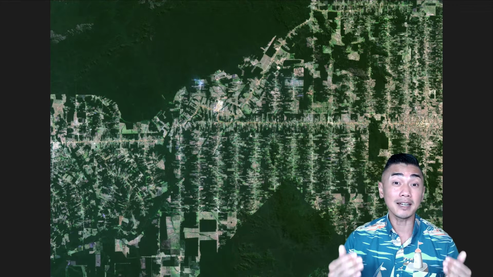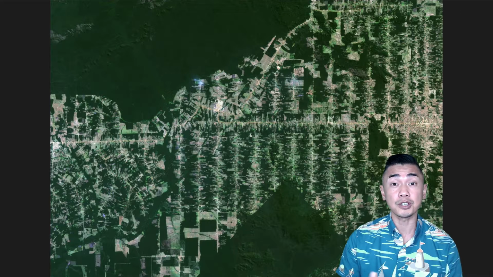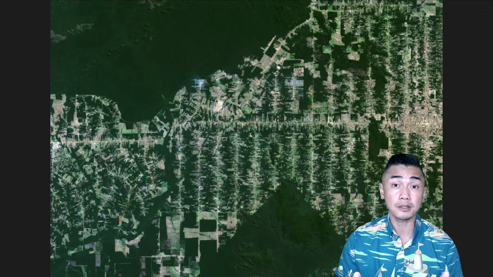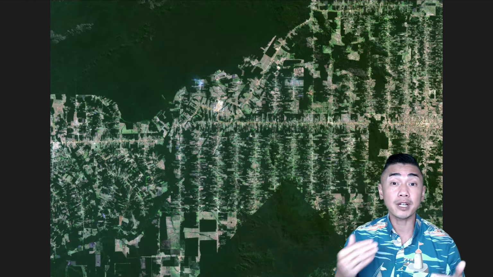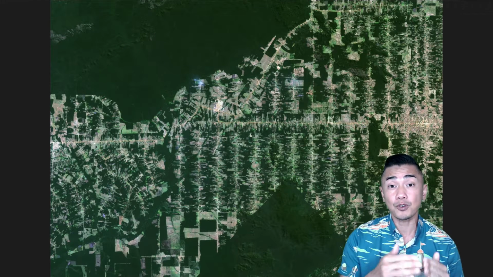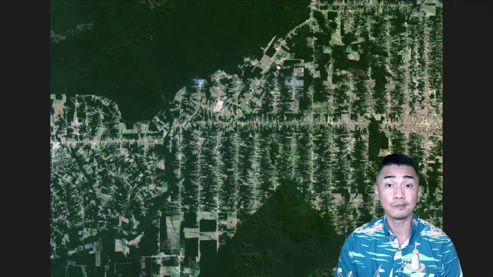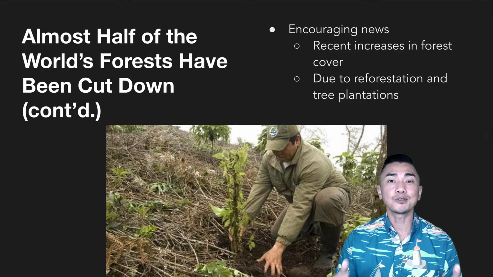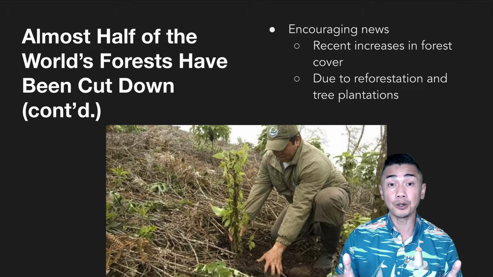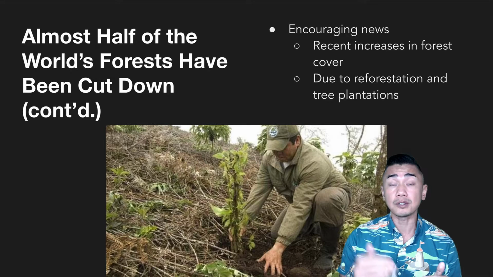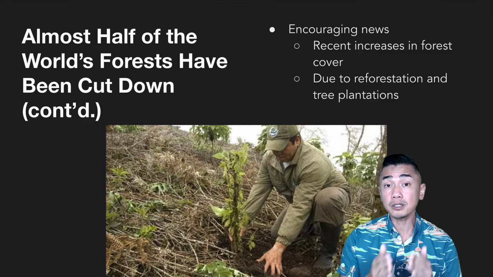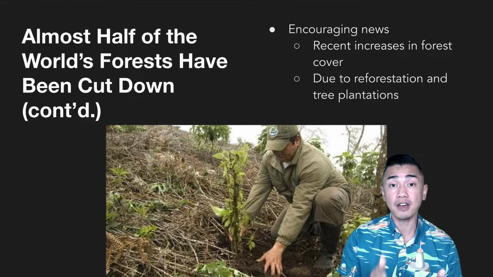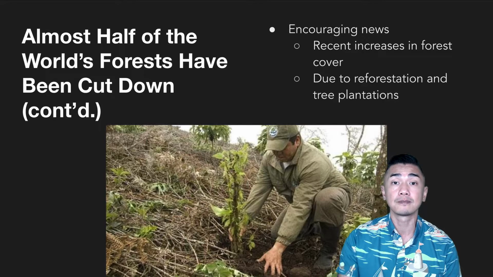This is a satellite image of deforestation in the Amazon rainforest. Creating land for cattle to graze has been cited as a significant reason for Amazon deforestation. As we look at our forests around the world, there is encouraging news. In recent years, there's actually been an increase in forest cover, mostly due to reforestation efforts and tree plantations.